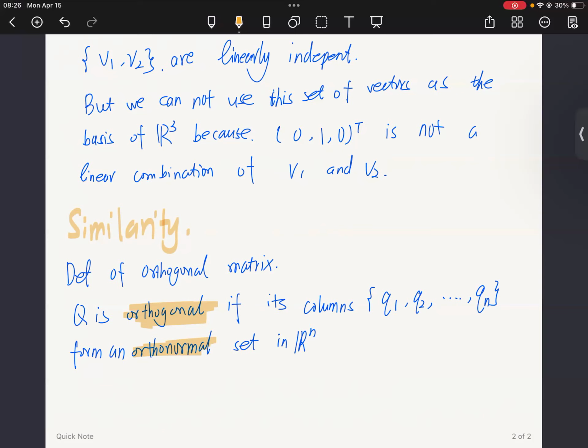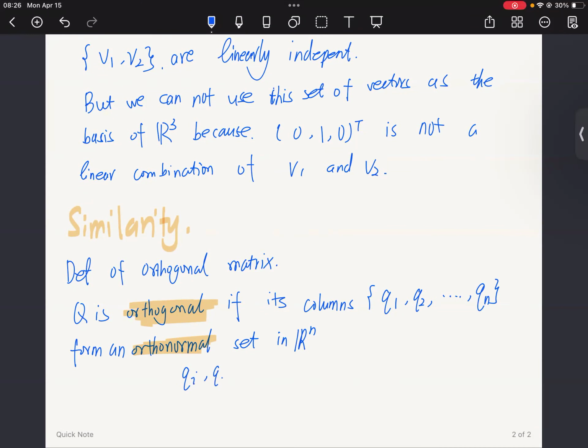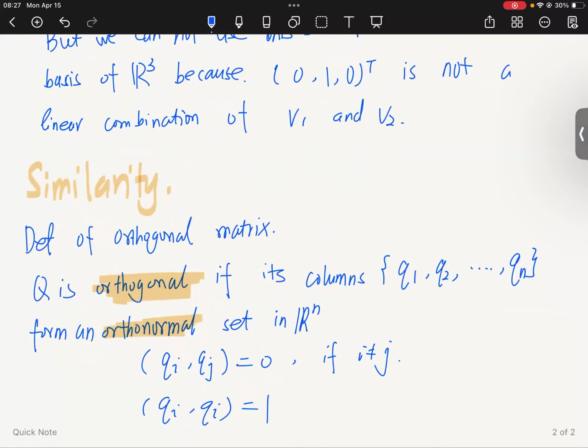Let me remind you something. What does orthonormal mean? It means that we require the inner product of qi and qj equals 0 if i does not equal j, and the norm of qi equals 1. These are the two requirements for orthonormal, and this is the definition of orthogonal matrices.